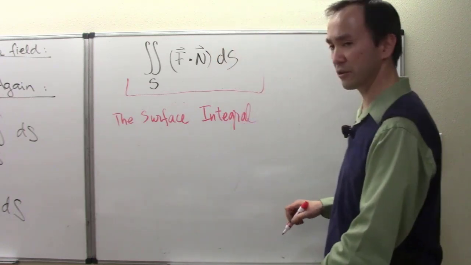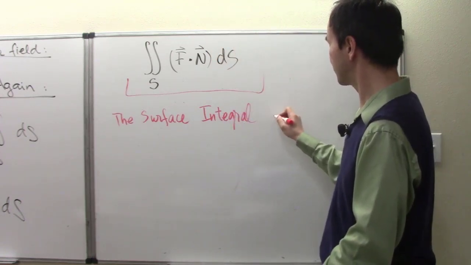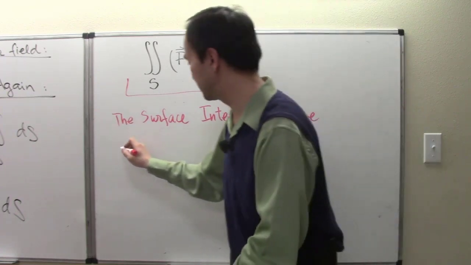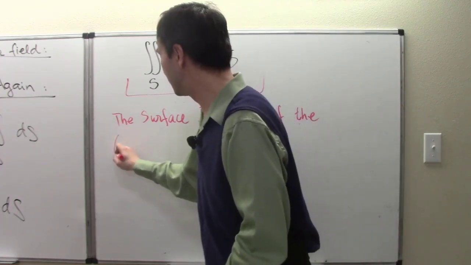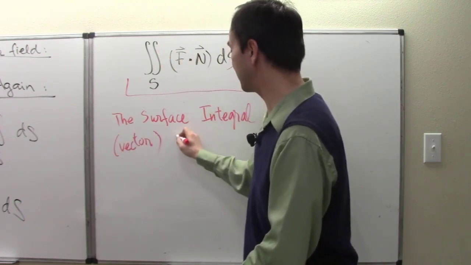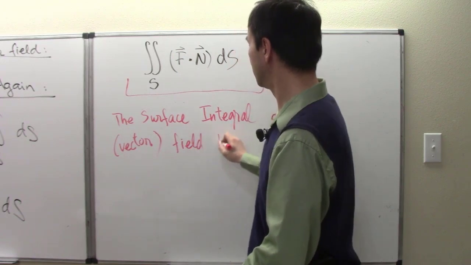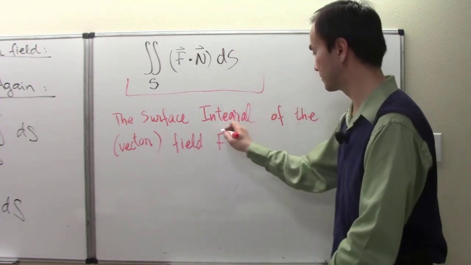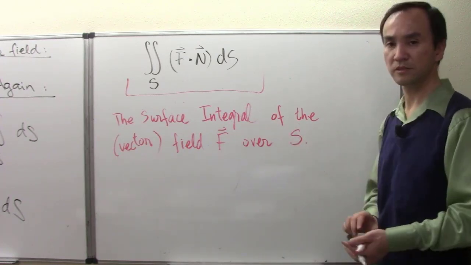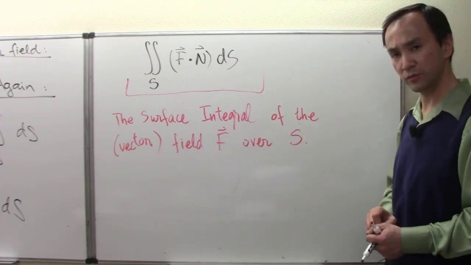Okay, the surface integral of the field, and I mean the vector field, for short, which is called a field, but it's really a vector field F, over the space surface S. That's what it is.